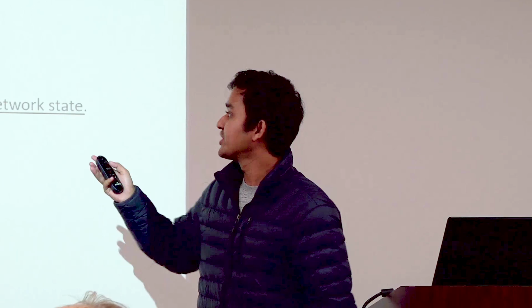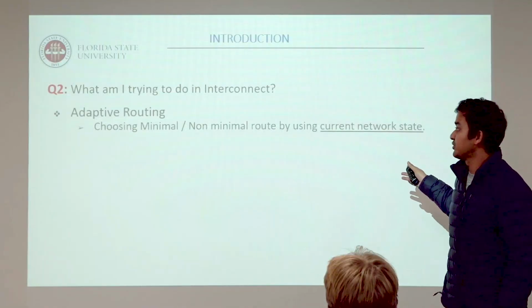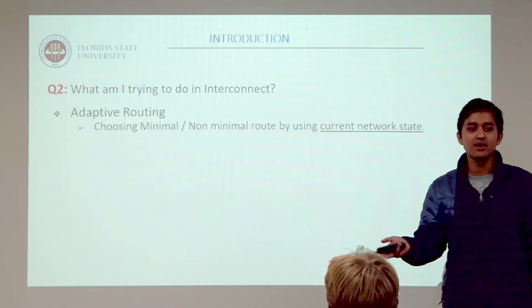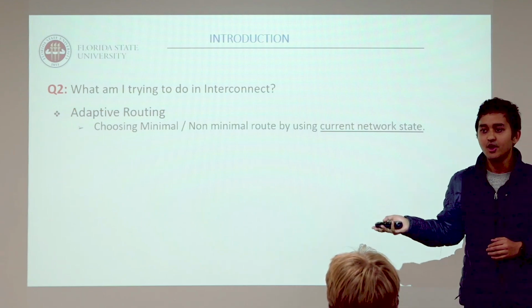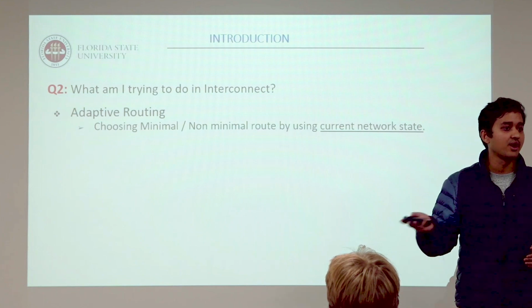So now the next question is, what am I trying to do here in the interconnection network? It's adaptive routing. What is adaptive routing? If you have a source and destination, you can have multiple minimal or non-minimal paths. But using the minimal path is not always the wise decision.